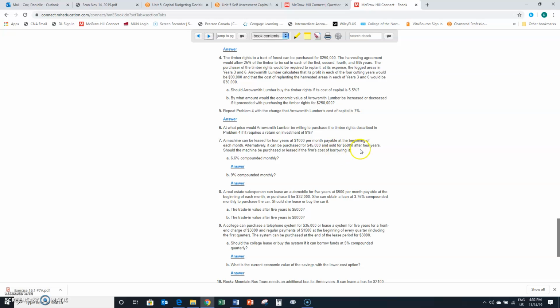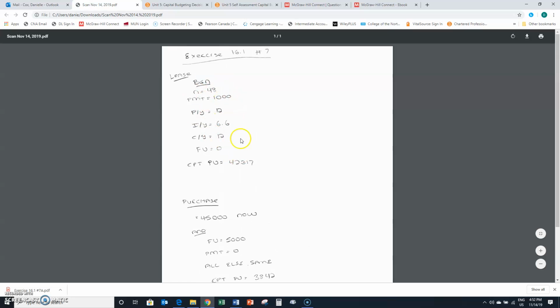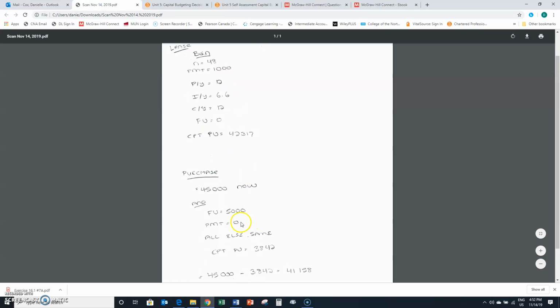Now the purchase, if I go back to the question here, it can be purchased for $45,000 now and then sold for $5,000 after 4 years, where the $45,000 is already in its present value form. So we're going to spend $45,000 now, but in 4 years we'll get $5,000 back. So what is the present value of that $5,000? So again, the future value is $5,000, and this is still in our calculator. So everything stays the same except for a future value, which is now $5,000.